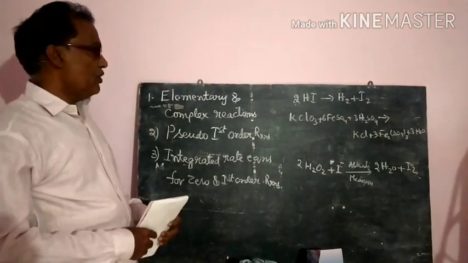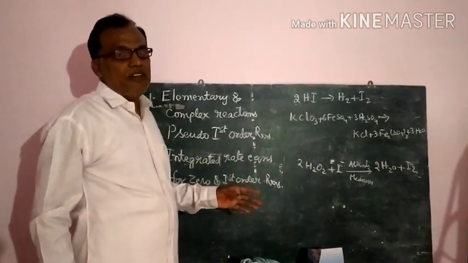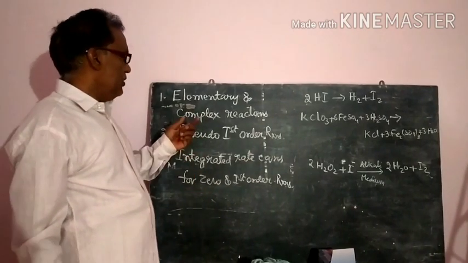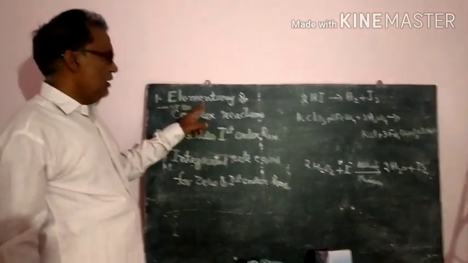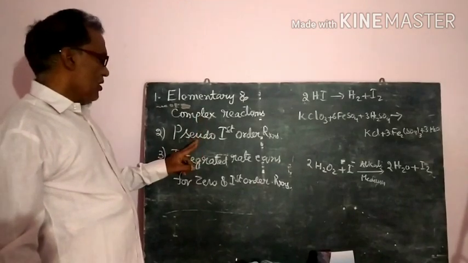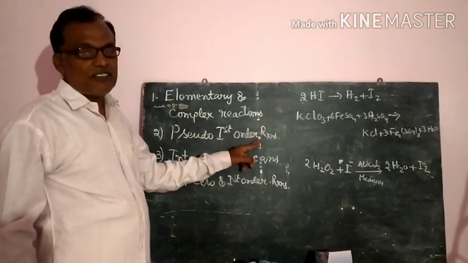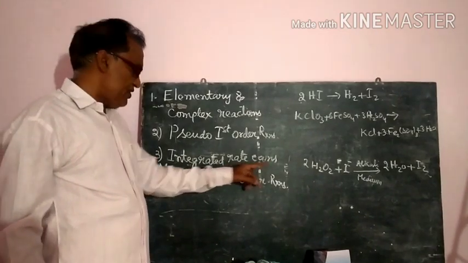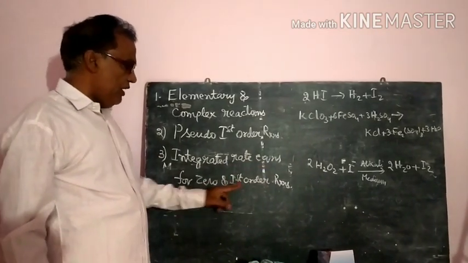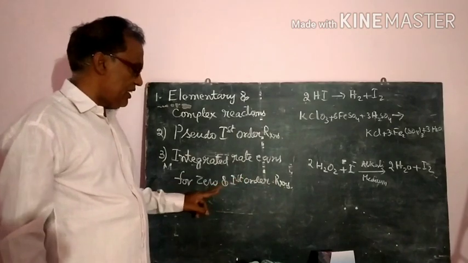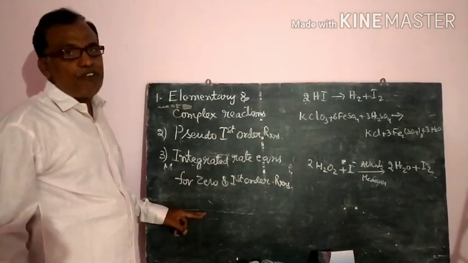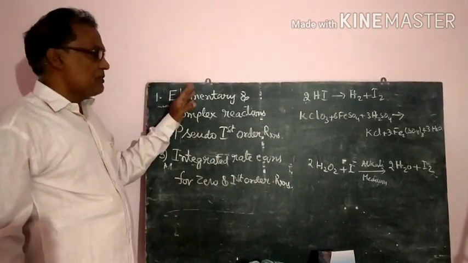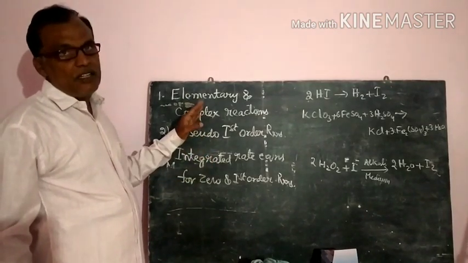Welcome to part 2 of chemical kinetics. In this part 2, we are going to discuss elementary and complex reactions, pseudo first order reactions, integrated rate equations for zero and first order, and the half-life period. These are the concepts that we will discuss deeply in the second part.